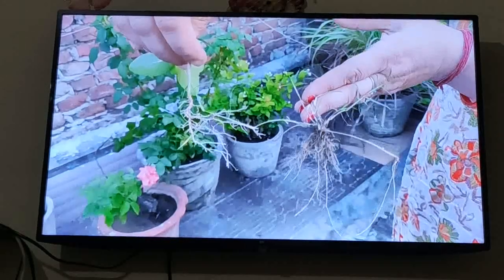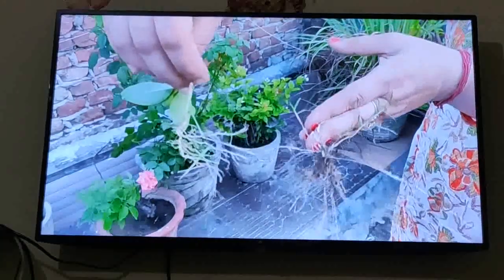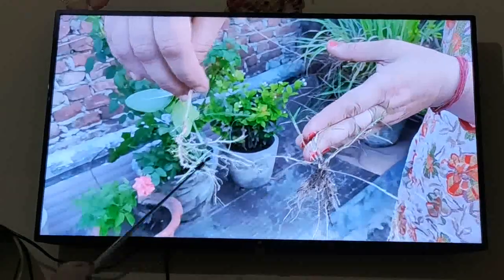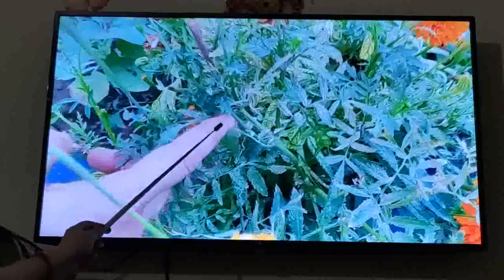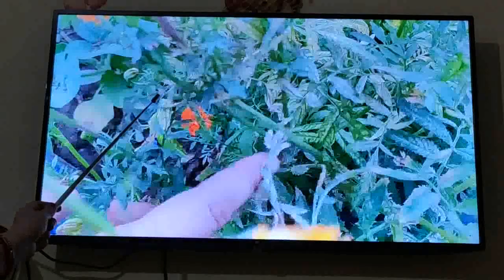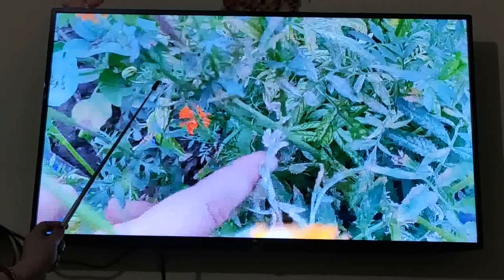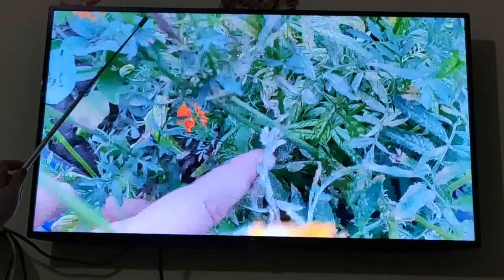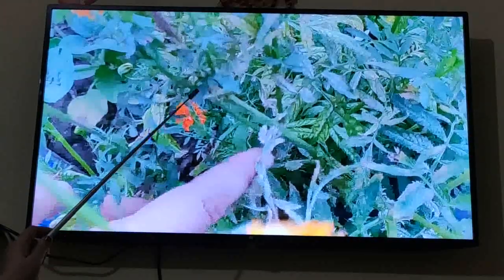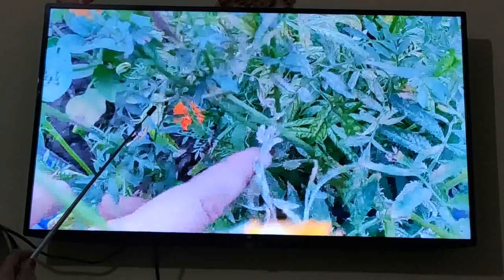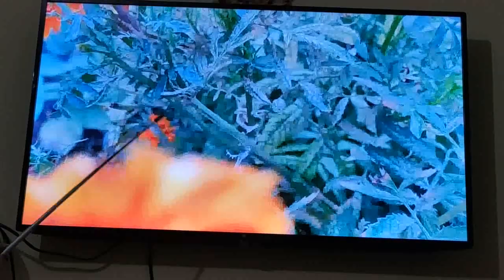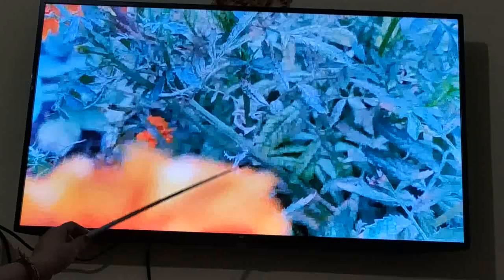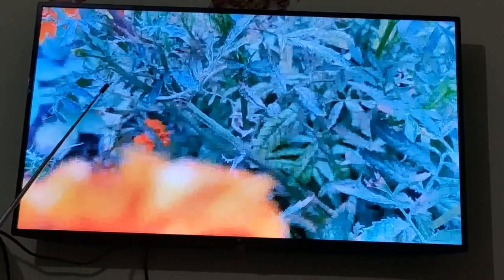Now the next part is the stem. Look over here, this is the stem of the plant. The part of a plant which rises vertically up from the ground is called the stem. The stem has many functions. The first main function is that it holds the plant upright, which means erect. The stem of a plant also carries water and minerals from the roots to the leaves.